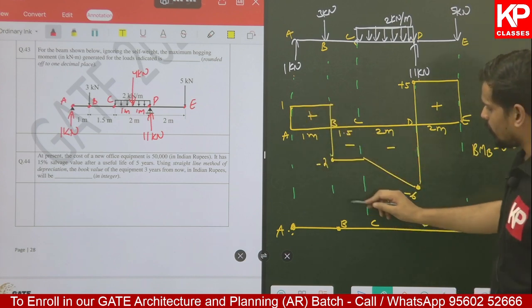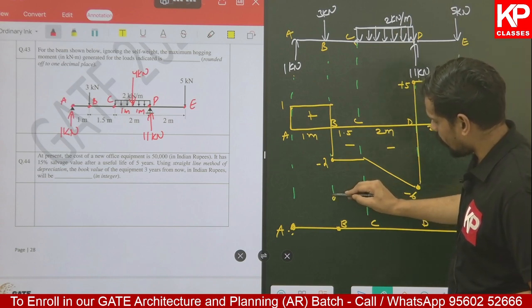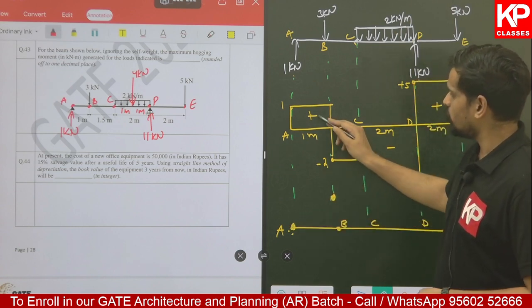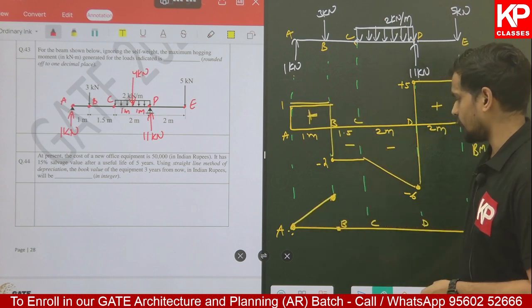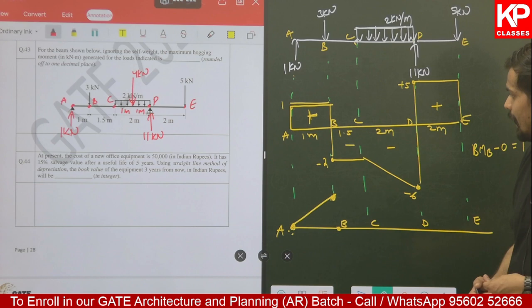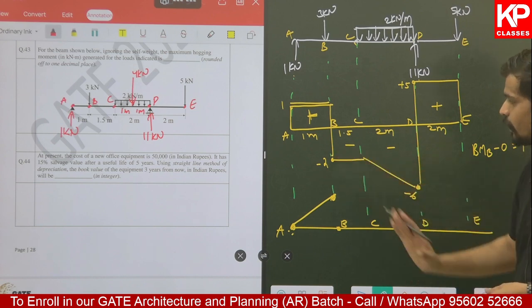So bending moment at B will be 1 kilonewton meter, positive value. What type of curve will we be using? Positive and constant. So a positive and constant curve will be like this. So that's between A and B. At point B, you don't have any point moment.